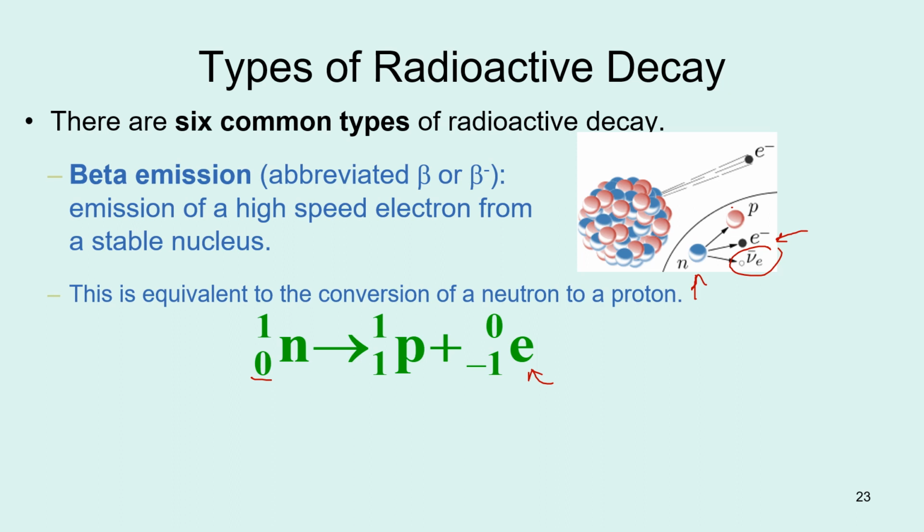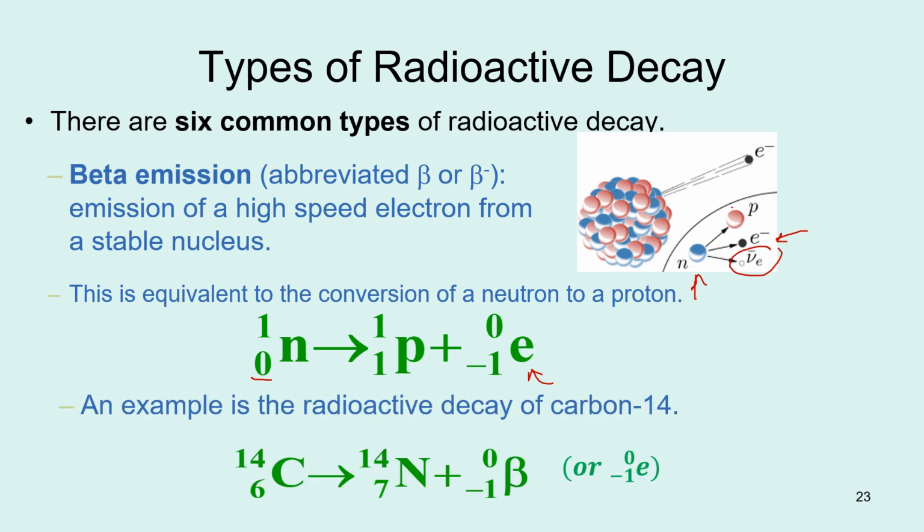So notice that the number of protons increases. The total nuclides don't change, because if a neutron converts to a proton, then the mass stays the same. And so the mass doesn't change, but the number of protons does. Here's an example of the beta decay of carbon-14.